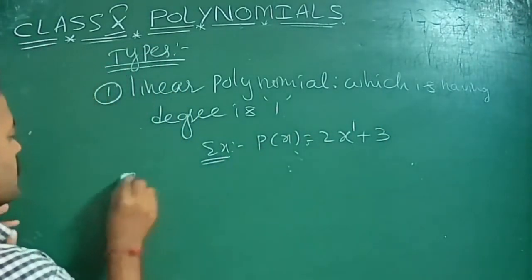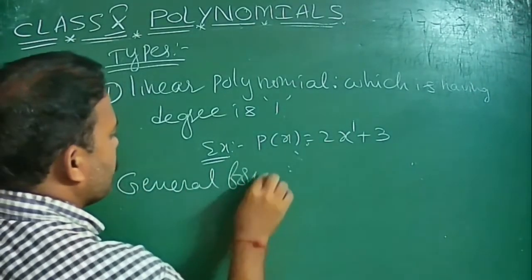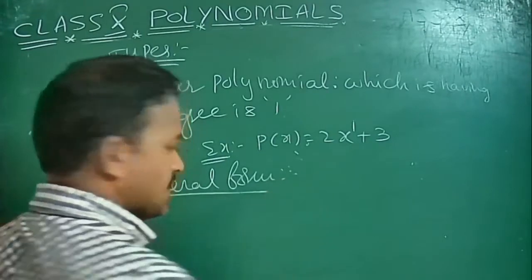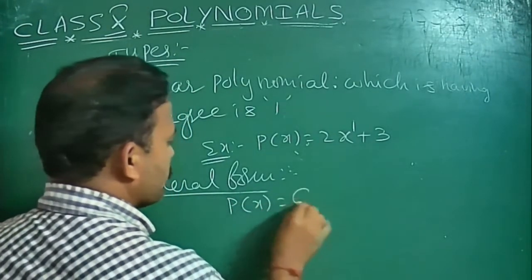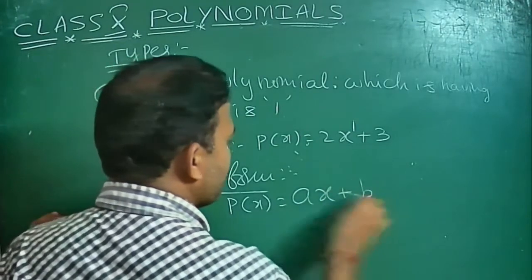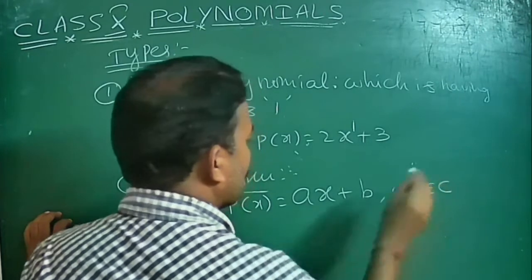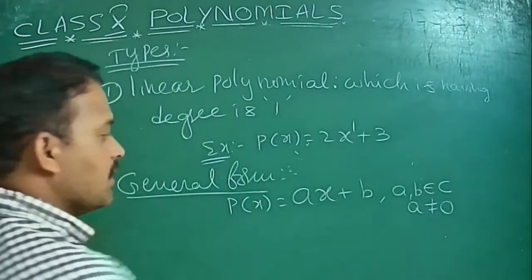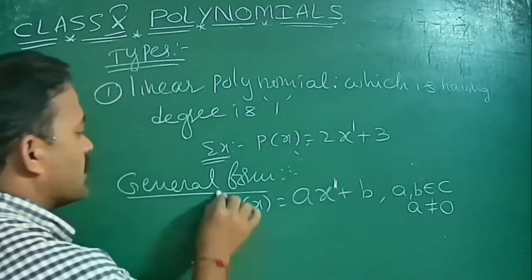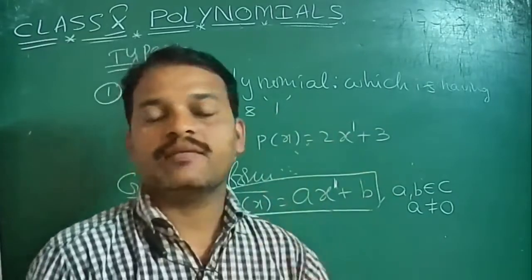Next, what is the general form? The general form of a linear polynomial is p(x) = ax + b, where a, b belong to complex numbers and the leading term a is not equal to 0. Here the degree is 1, so that's the general form of a linear polynomial.